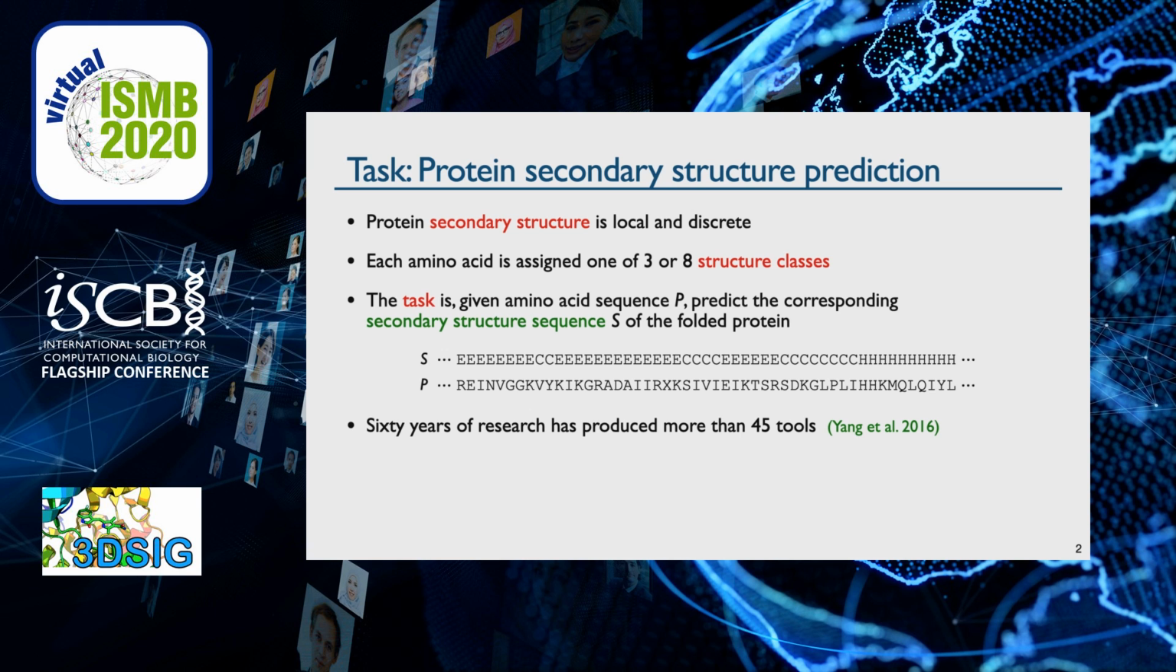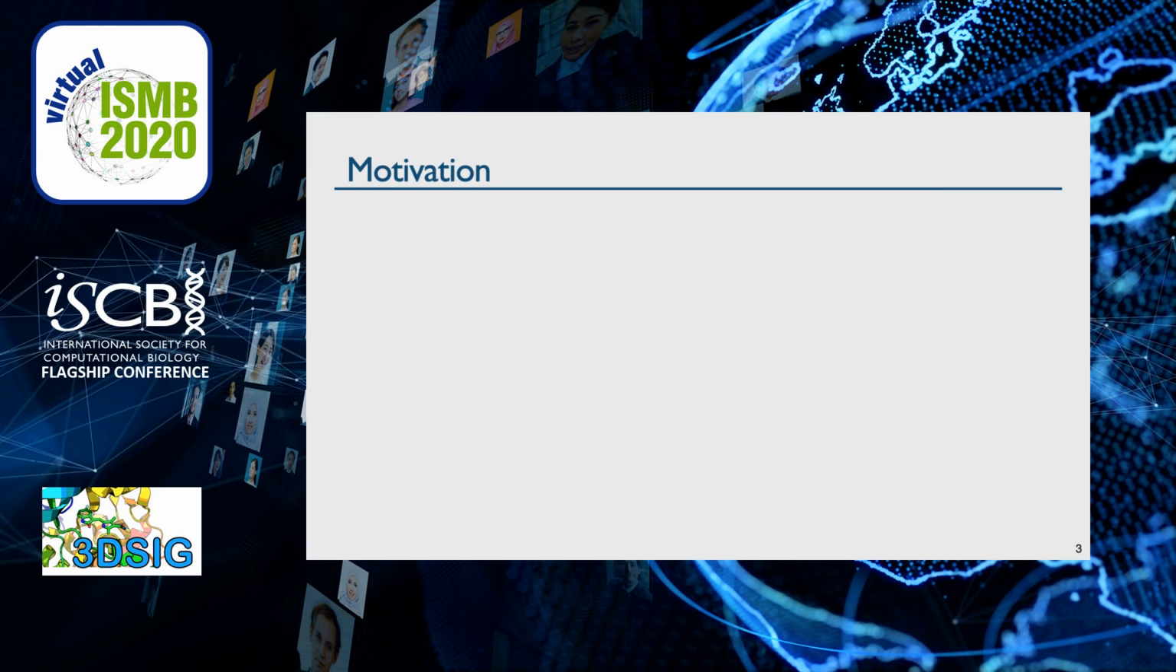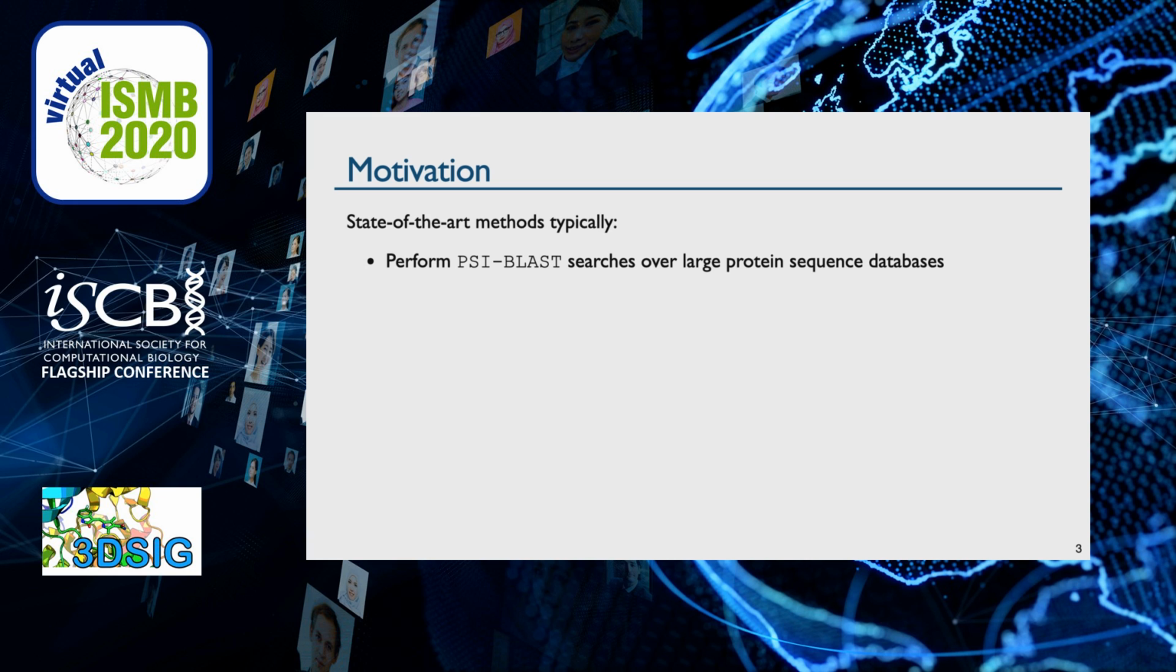This is a classic problem in bioinformatics that has been well studied, with over 45 tools being produced over 60 years. Of currently available tools, state-of-the-art methods typically perform SciBlast homology search over large protein sequence databases to find homologous sequences. These databases lack protein structure, even though there is a large number of proteins with known structure. SciBlast over the largest sequence database used by a state-of-the-art tool can take as long as 30 minutes.